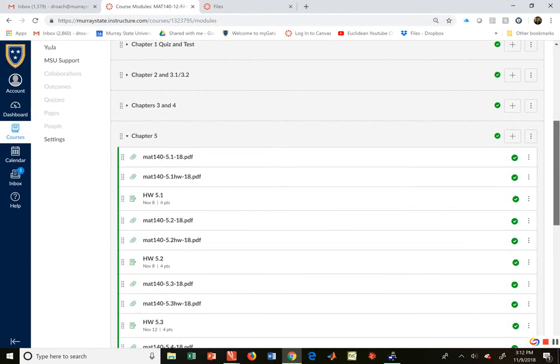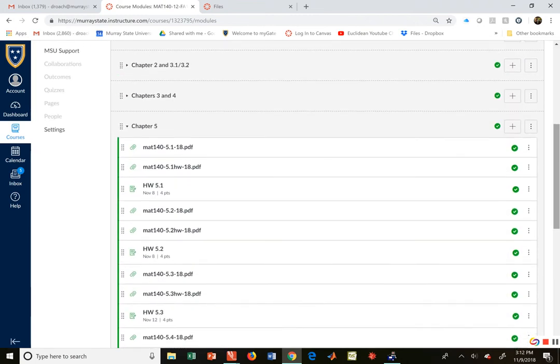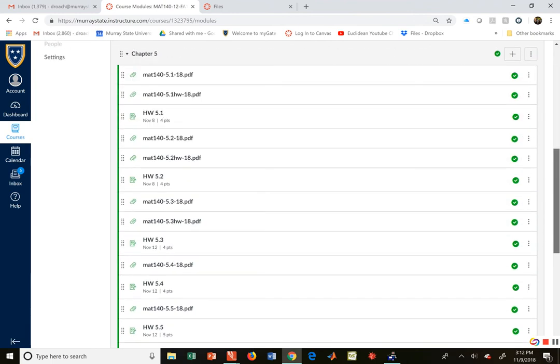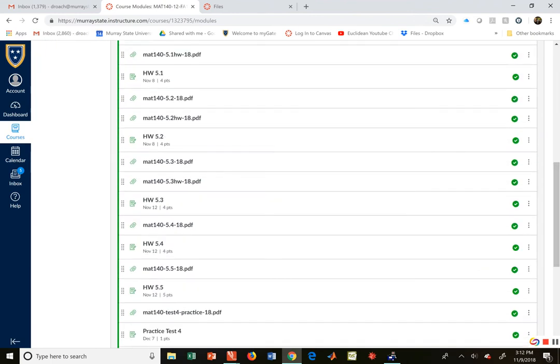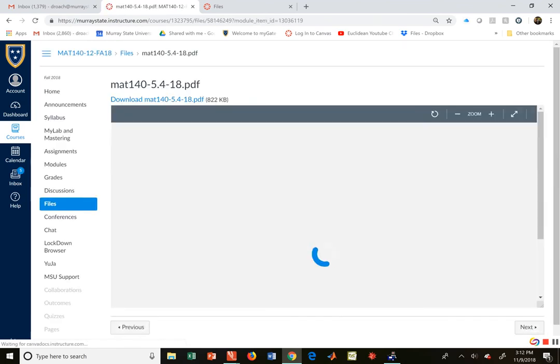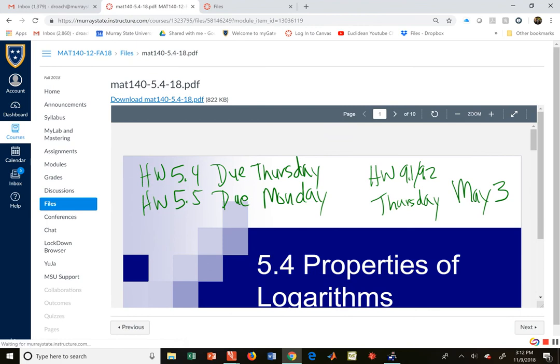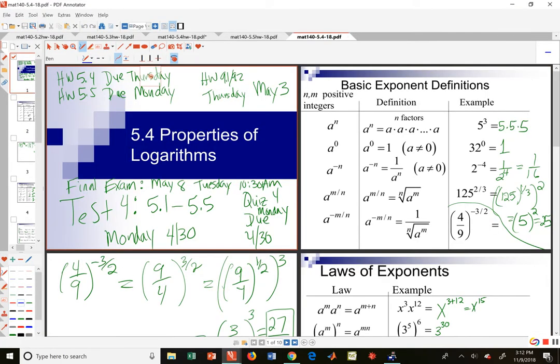A good place to go would be to go to your modules and make sure you know what the logarithmic properties are. If you go to modules and go to chapter 5 and scroll down a little bit, you'll see a PDF file. This is actually a lecture that I've given before, and you can download it. These dates are for another class. Obviously, those are spring dates.